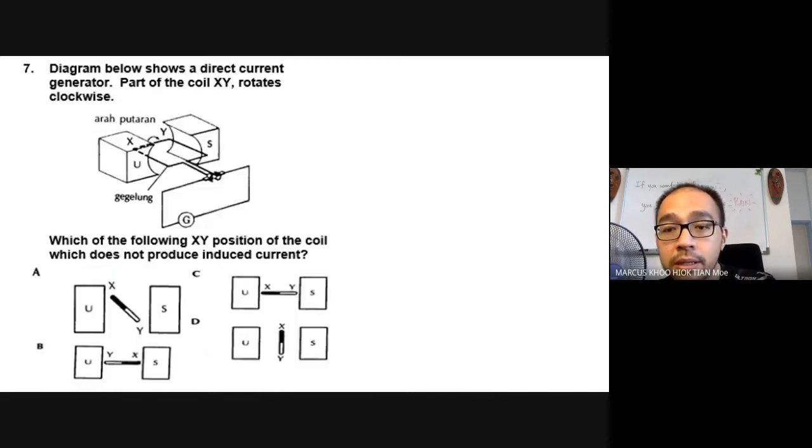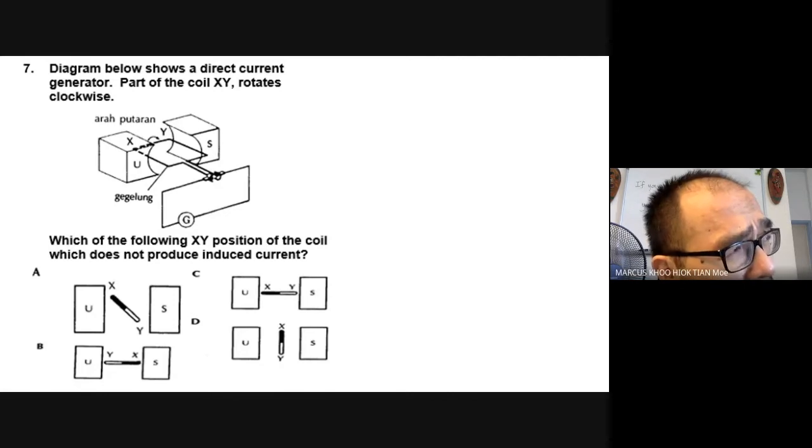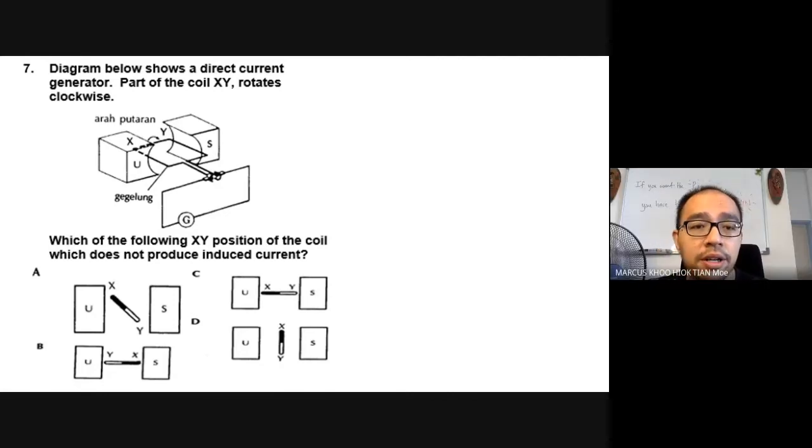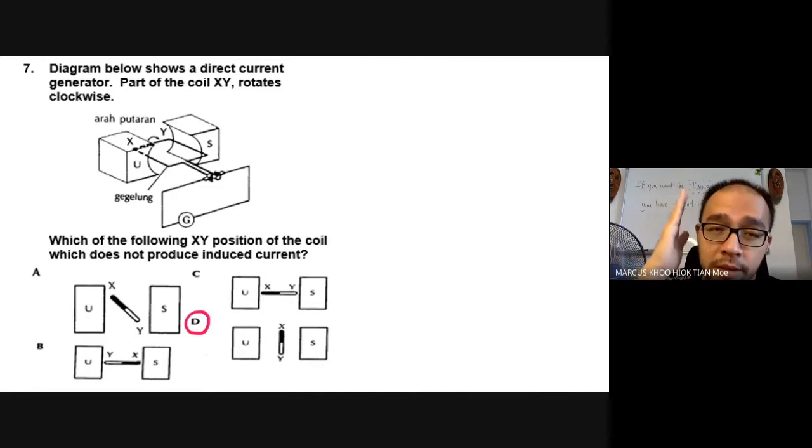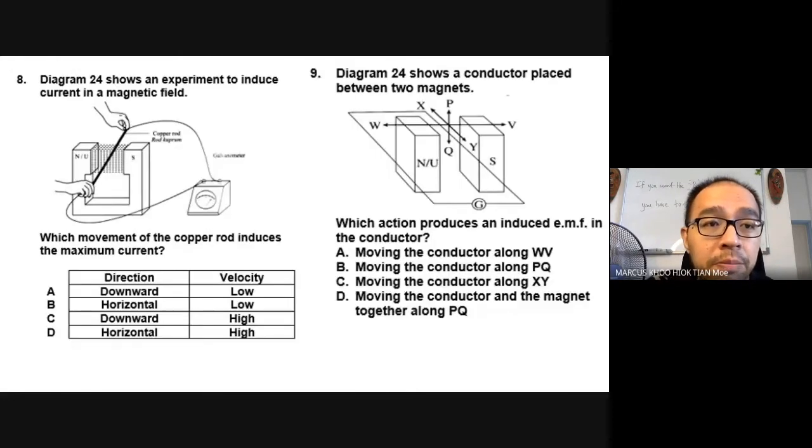Number seven, Elijah. D. Okay, very good. No induced current is only when it is in a vertical position. When it's horizontal, maximum. When it is halfway, there is some, but not so much. But the moment where it is vertical, it is zero induced current. All right, good.